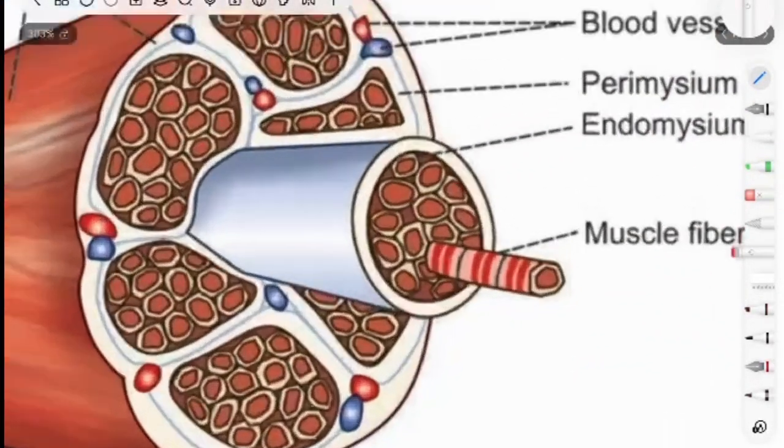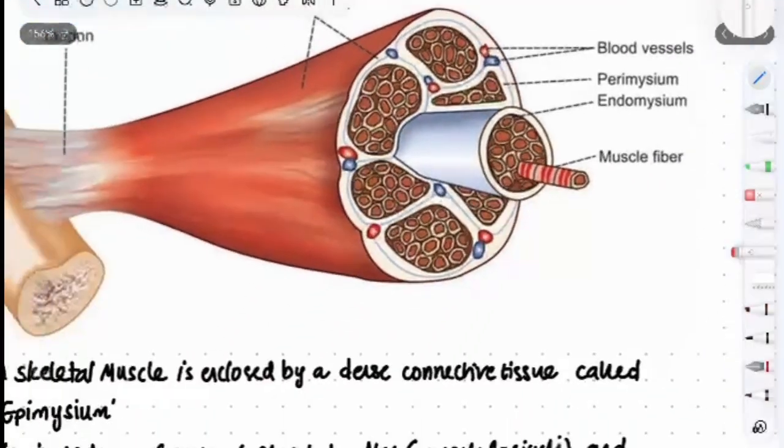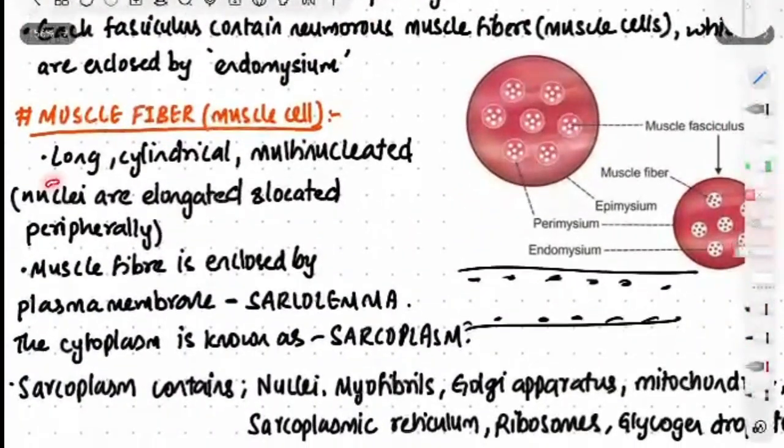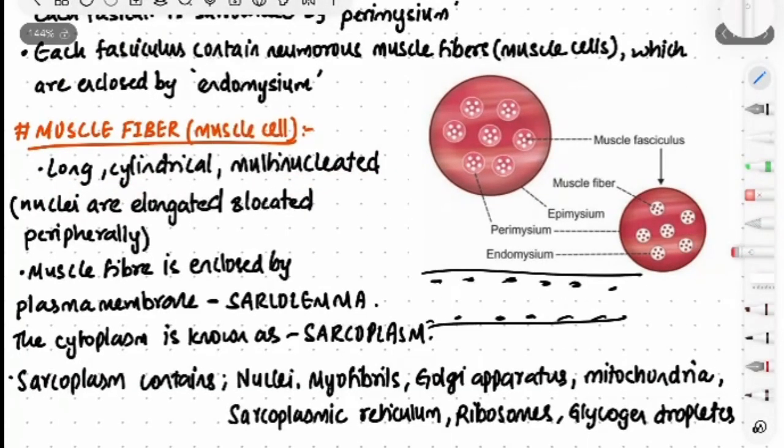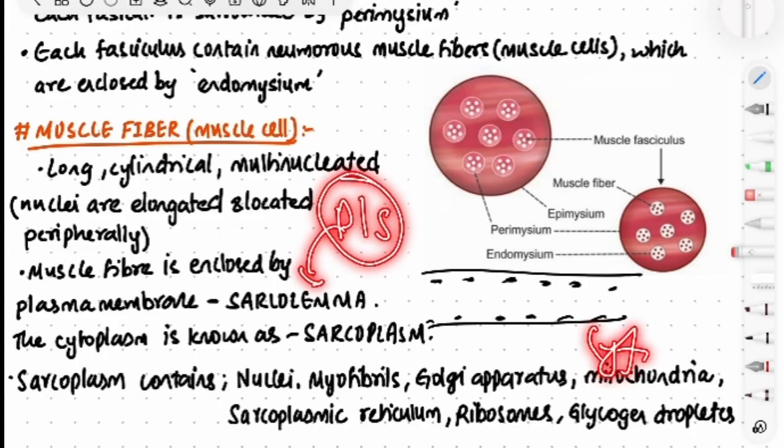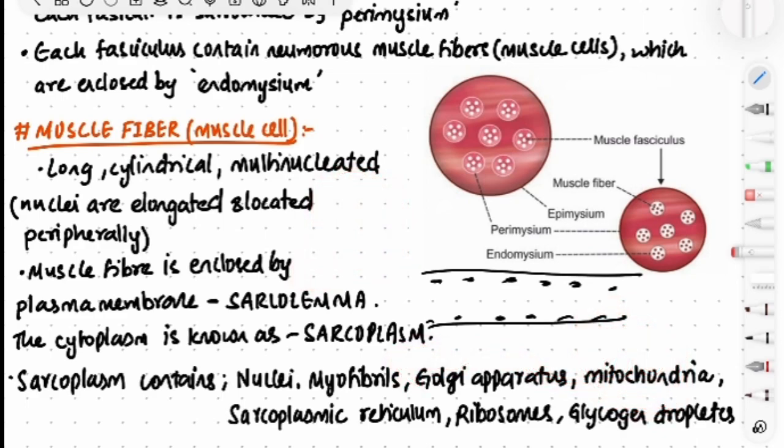Now let us talk about this muscle fiber in detail. This muscle fiber is long, cylindrical and multinucleated. When we look at the histology of a skeletal muscle, we find that it has its nucleus at the periphery and the nucleus is elongated, right? The plasma membrane of the muscle cell is called the sarcolemma. Similarly, the cytoplasm of the muscle cell is known as sarcoplasm.